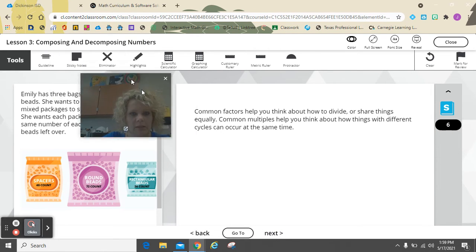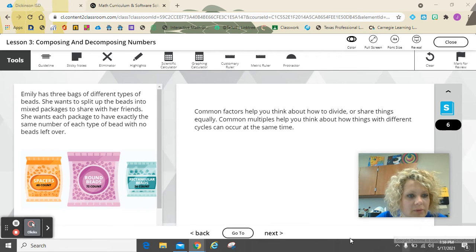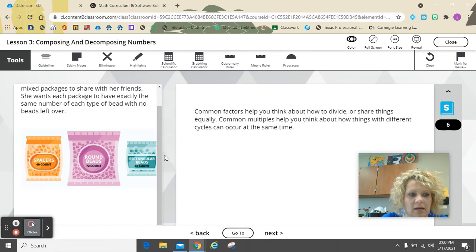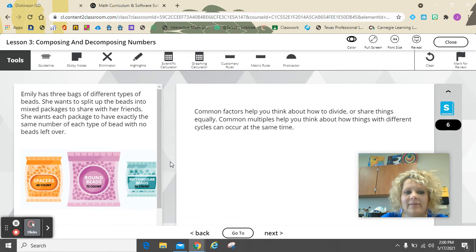All right, so Emily has 3 bags of different types of beads. She wants to split up the beads into mixed packages to share with her friends. She wants each package to have exactly the same number of each type of bead with no beads left over. So common factors help you think about how to divide or share things equally. And that's what we're doing. We have 3 different quantities of beads and different types. We have spacers in 40 count, round beads in 72, and rectangular in 24 count.